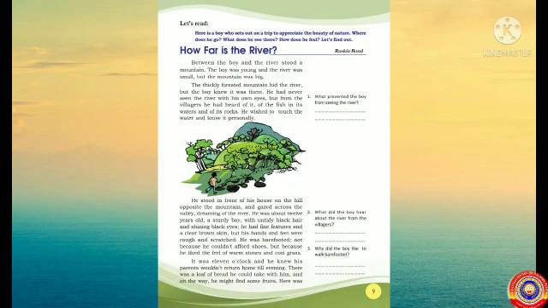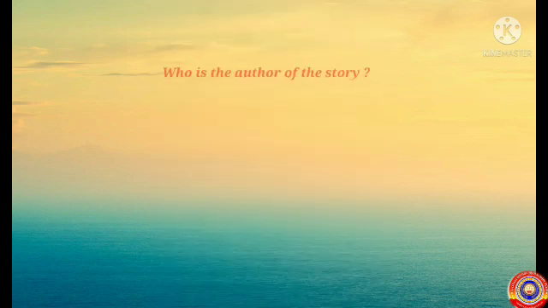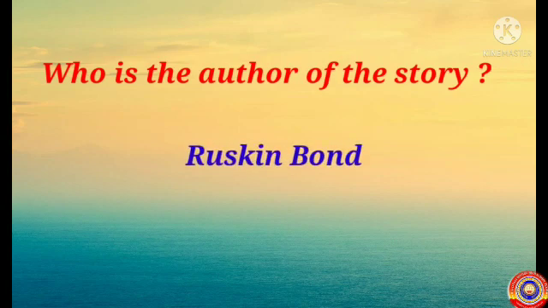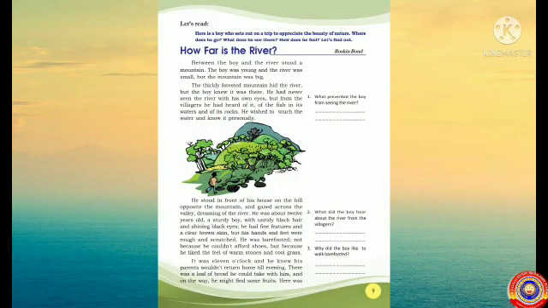Now, let's start the lesson. All of you take page number 9. What's the title of the first lesson? Yes, very good. How Far Is the River? is the title of the first lesson. Who is the author of this story? You're right. Ruskin Bond is the author of the story How Far Is the River? Students, we already went through the profile of the author and the summary of the story.